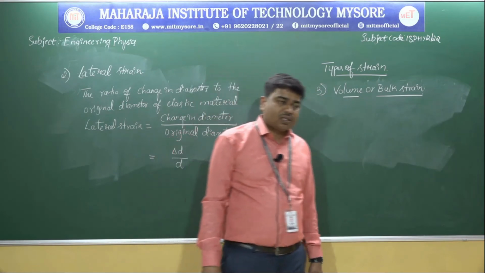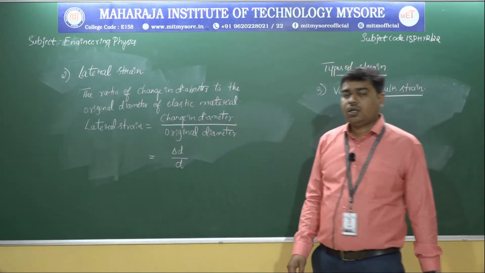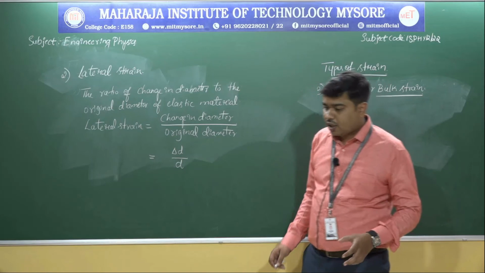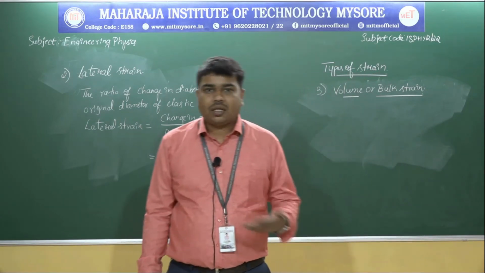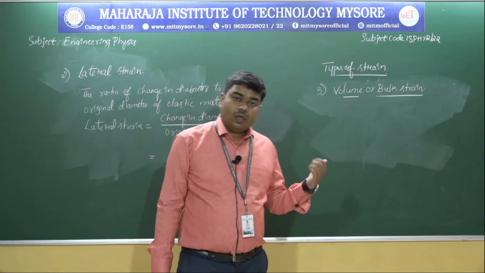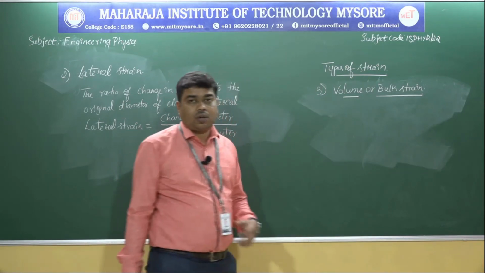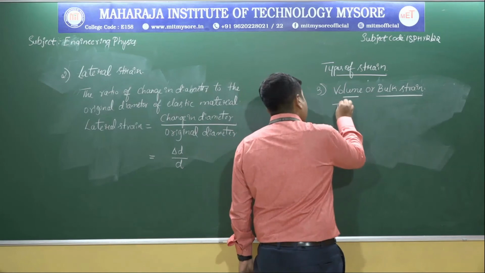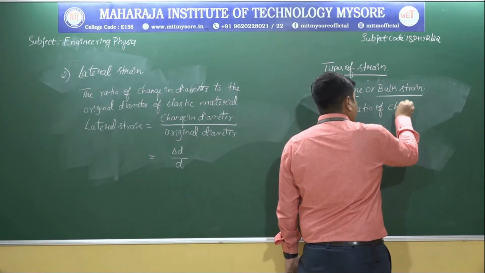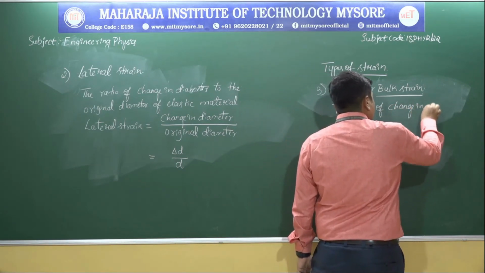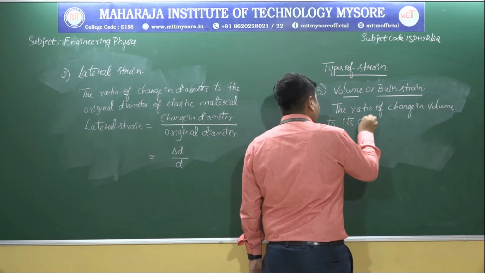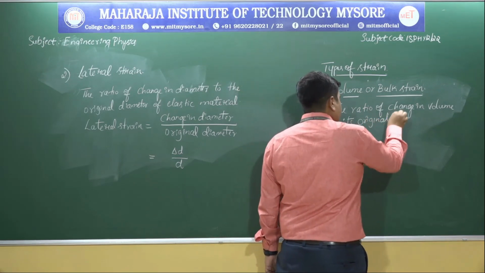We define the volume strain or bulk strain, or compression strain, as the ratio of change in volume to its original volume. Now, whenever we apply the force in the normal direction to the surfaces of an object, there is change in volume that takes place. The ratio of change in volume to the original volume gives us the volume strain, or we call it bulk strain as well as compression strain. So, we can write it as the ratio of change in volume to its original volume.